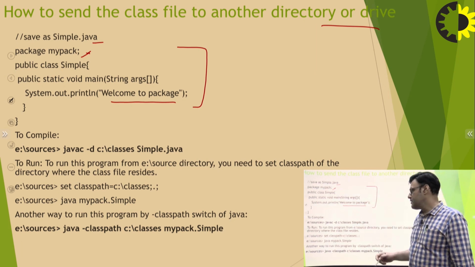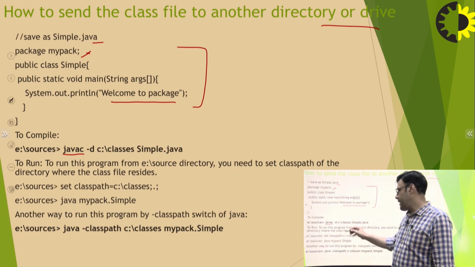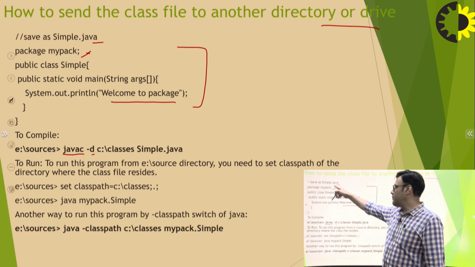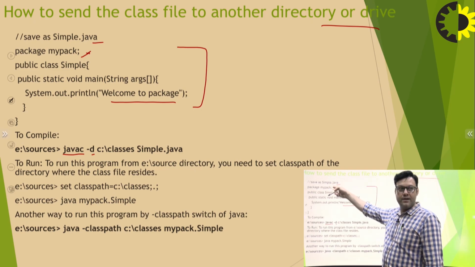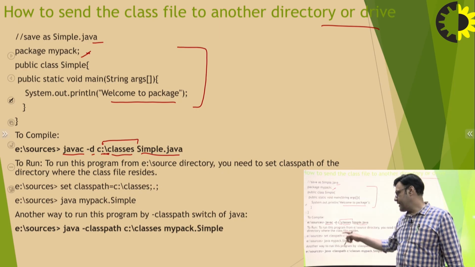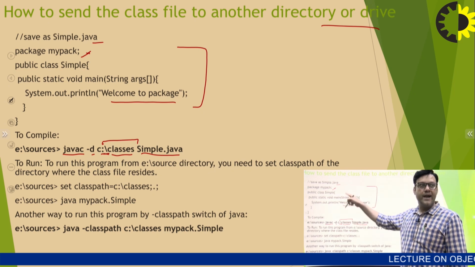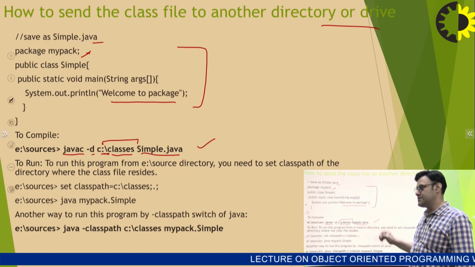So for compiling, I have used a command. You already know that javac -d. Okay. Now this simple.java is in the C directory. There is a folder classes, and simple.java is there. This is the directory structure. I have a C directory, under that we have a folder classes. Under that classes folder, I have this program saved as simple.java. So compilation has been done.